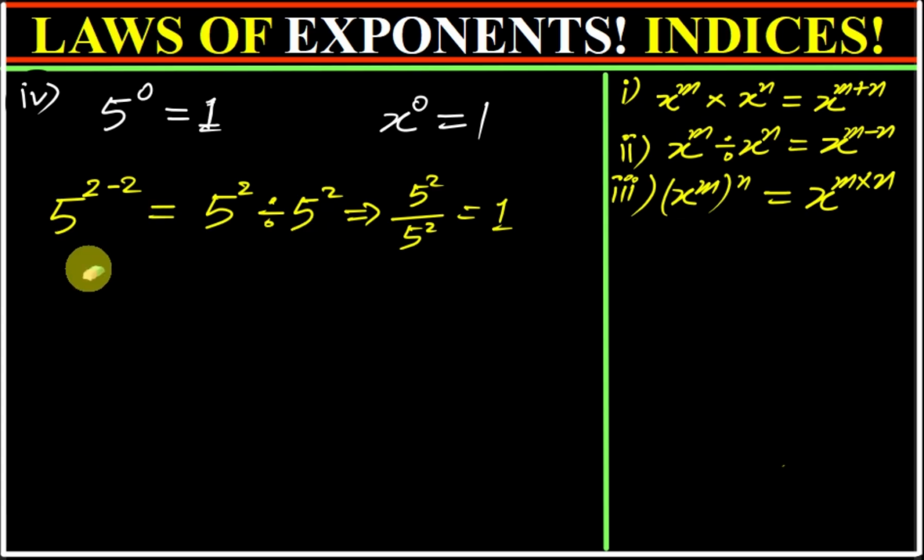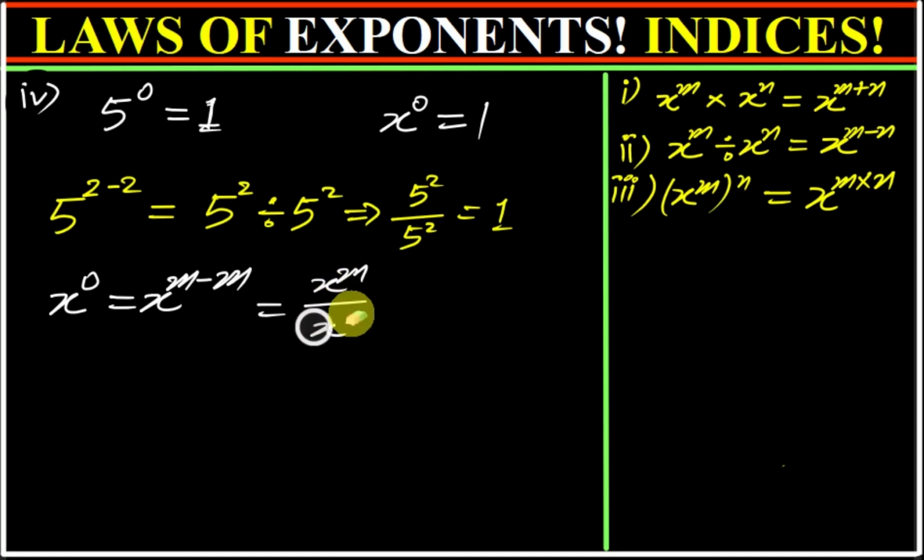We can take a general value also, like x raised to the power 0 is equal to x raised to the power m minus m. So m minus m will be 0. So we can write it like this: x raised to the power m divided by x raised to the power m. In numerator and denominator, same thing, so it will be 1. So this is the fourth law of exponents. Let's write it here: anything x raised to the power 0 will be equal to 1.